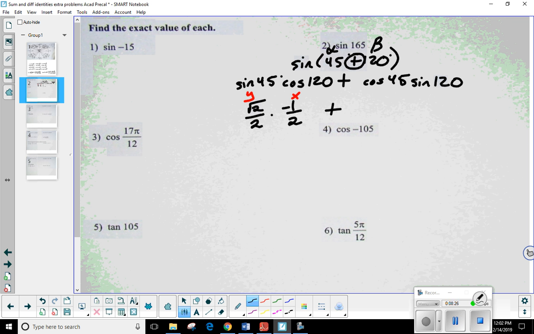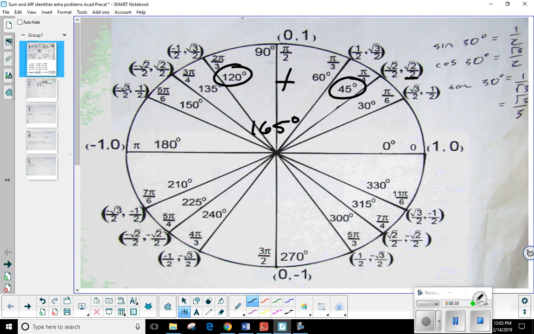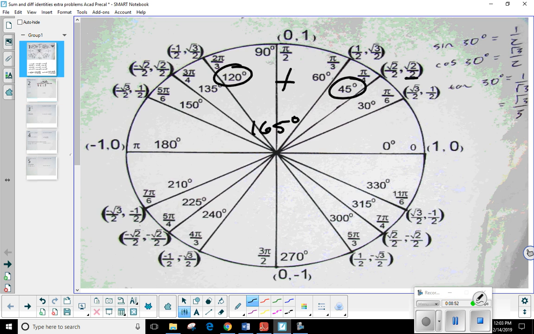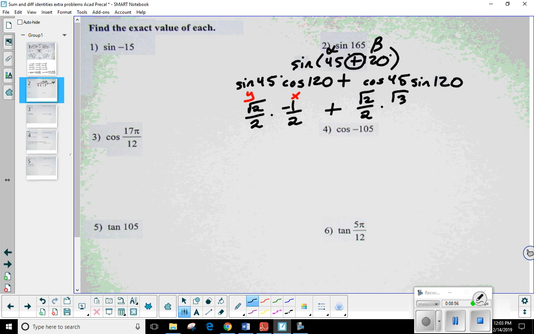Plus, now I want cosine of 45. Anybody tell me this one without even looking? What would it be? That's exactly right. Remember, 45 degrees is one of those rare angles where both the x and the y are the same. Now we want cosine, so we want the x. Square root of 2 over 2. Times, and there we go, sine of 120. If I look here, sine is the y value. So square root of 3 over 2. Okay.